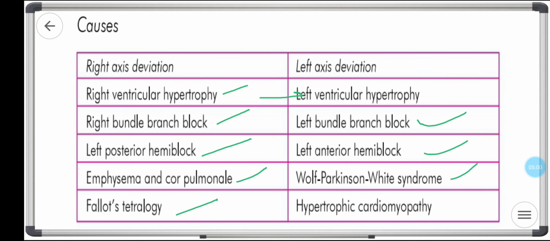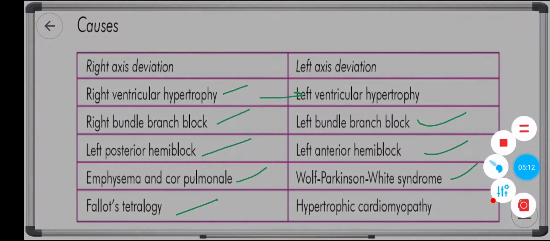The extreme axis deviation, that is seen when both the QRS in lead 1 and AVF are down, is seen in severe right ventricular hypertrophy. So that concludes our third lecture on axis.